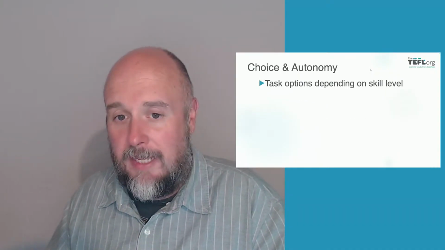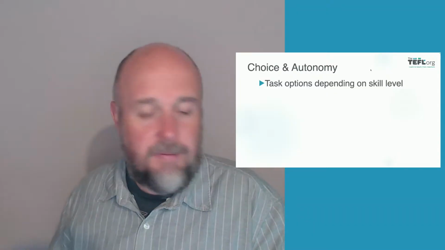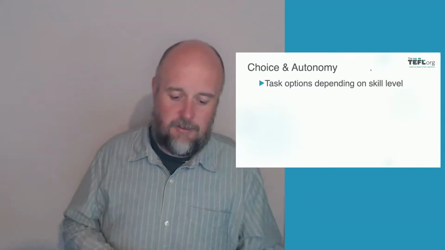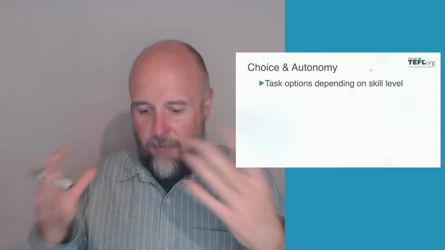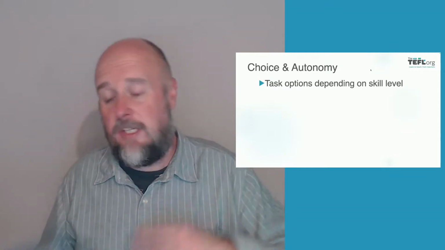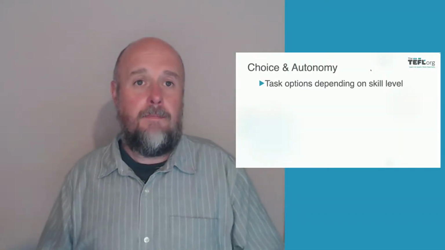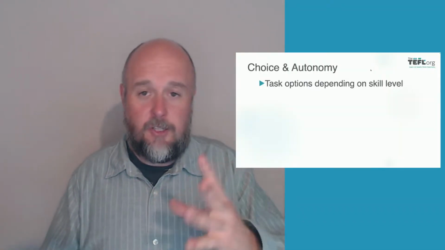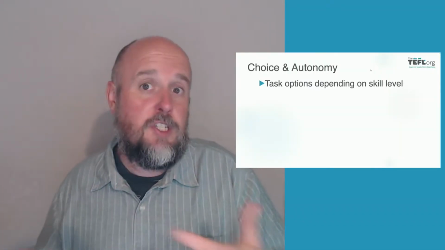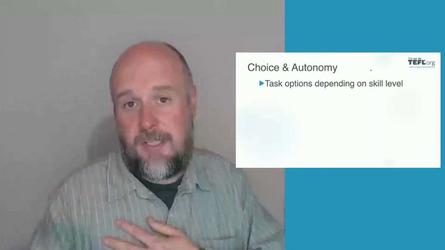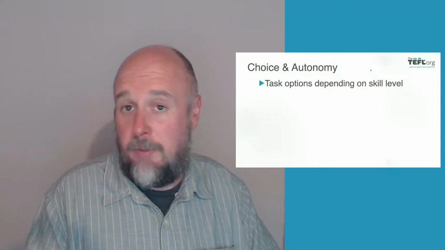Choice and autonomy. So you can give them different task options depending on the skill. So you could do a text, do reading activities around the text. And then you could say to them, right, you've now got a choice. You can either do this writing activity or you can do this speaking activity. Or you could say, okay, we've got a choice of 2 different speaking activities. Which one do you feel like you want to do? And then the stronger ones hopefully will choose something that will push them a bit more.